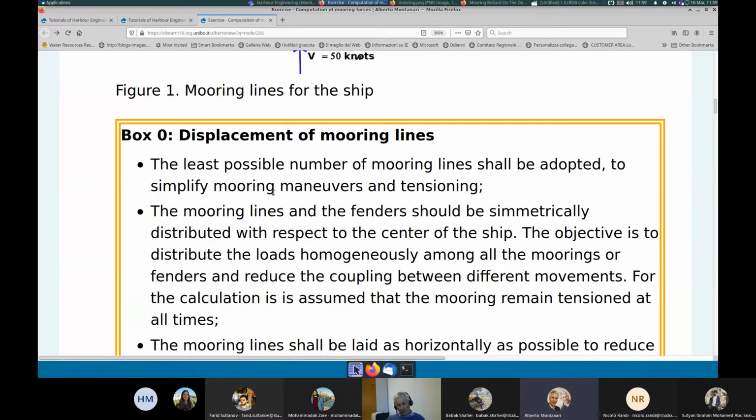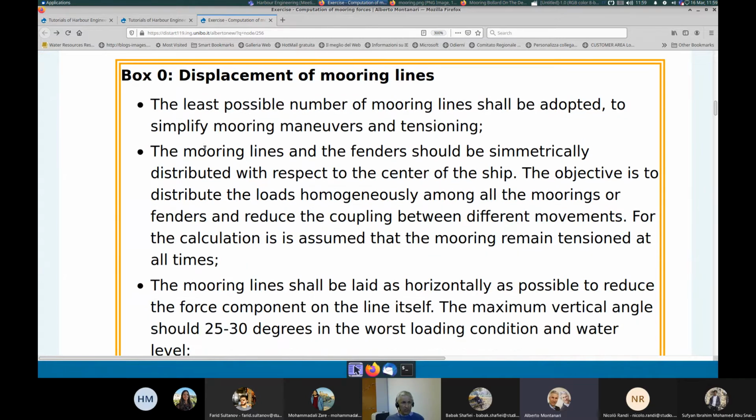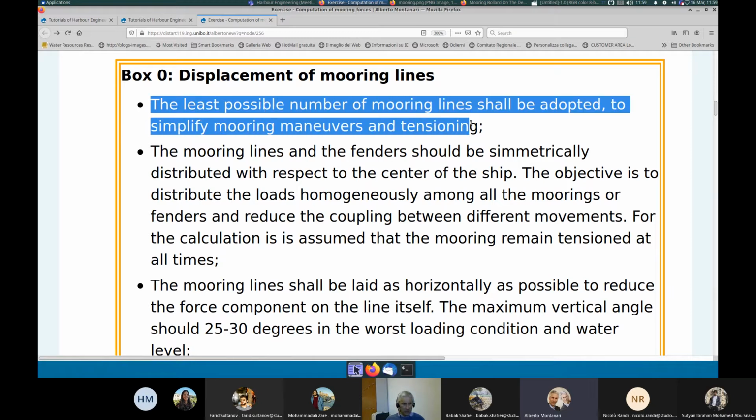It's interesting to notice what is the reasoning behind the search for a very safe condition. I think it is really interesting to look at them. So, first of all, the least possible number of mooring lines shall be adopted to simplify mooring maneuvers and tensioning. And I think this is very clear. So, without reducing our safety, the simplest, the better. Okay?